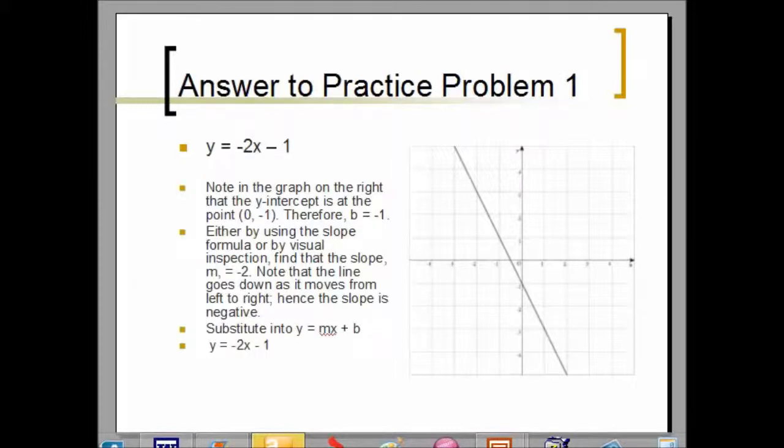The answer is y equals negative 2x minus 1. Note that in the graph on the right, the y-intercept is at the point 0, negative 1. Therefore, b equals negative 1. Either by using the slope formula or by visual inspection, note that the slope is m equals negative 2. Substitute into y equals mx plus b. Replace m with negative 2 and b with minus 1, and your final equation is y equals negative 2x minus 1.